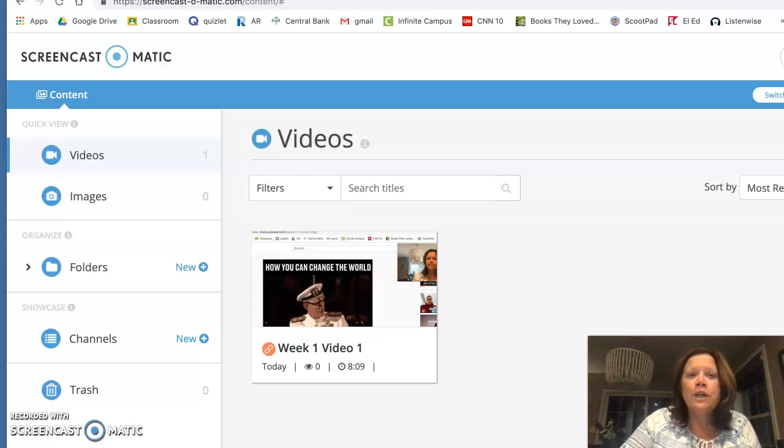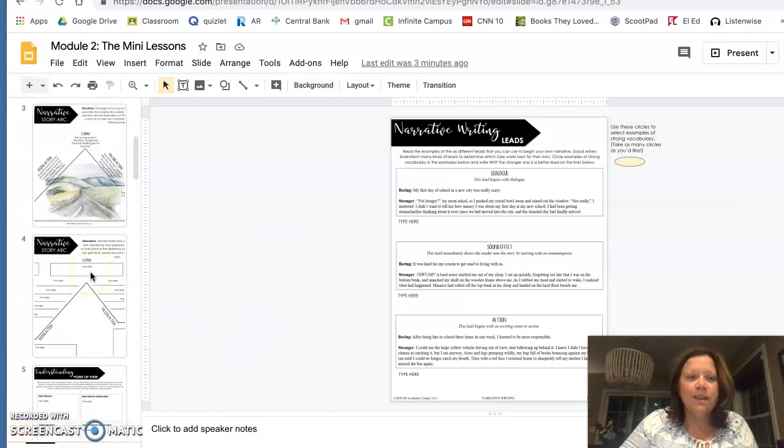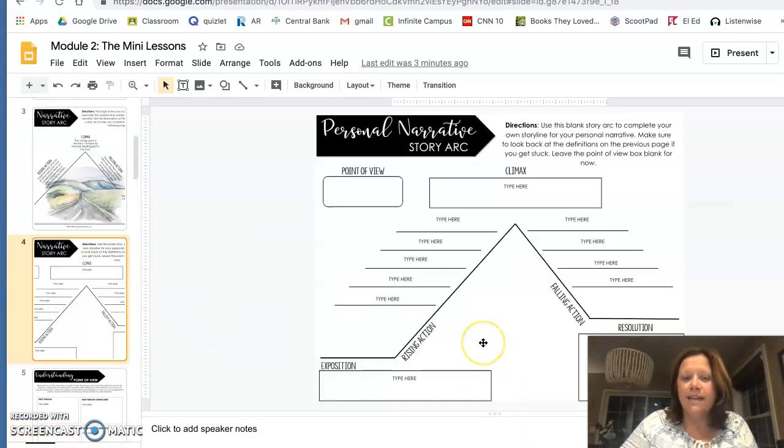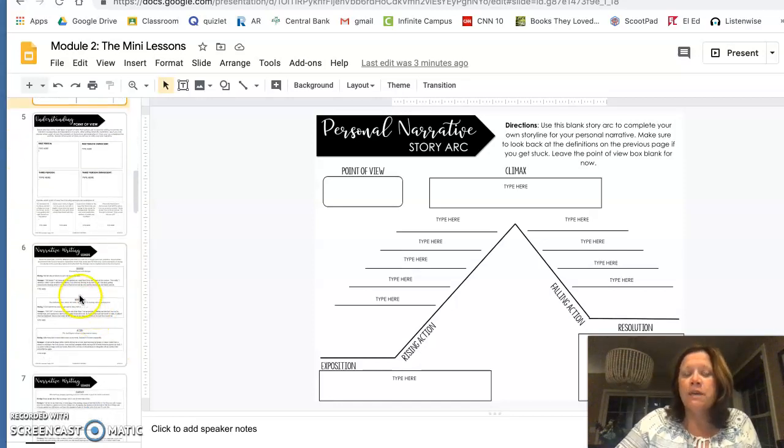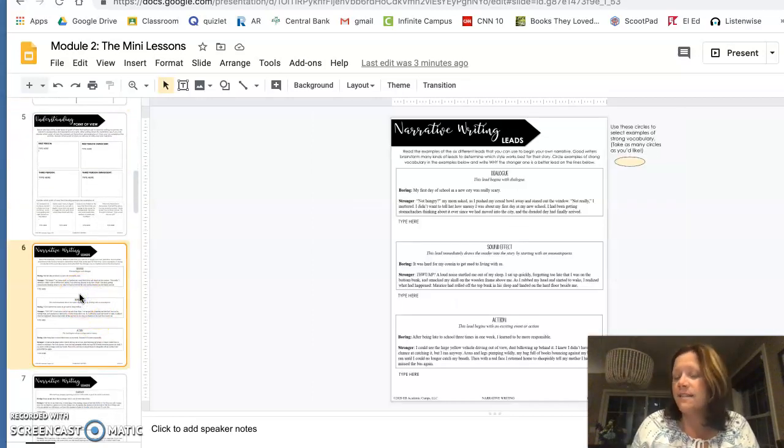So we're going to go back to this story arc, and today our focus is going to be on the exposition, or another way to call that is the lead. How you begin your story. That's the lead. Sometimes it's called a hook. Sometimes it's called an attention getter. We're going to use the word lead.